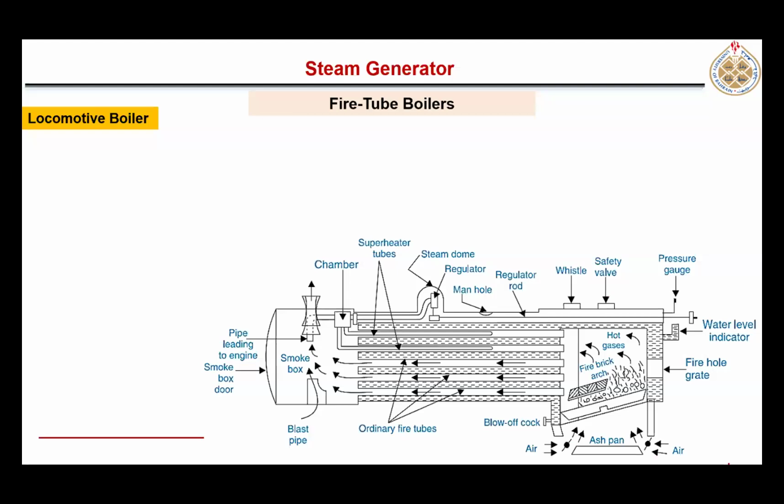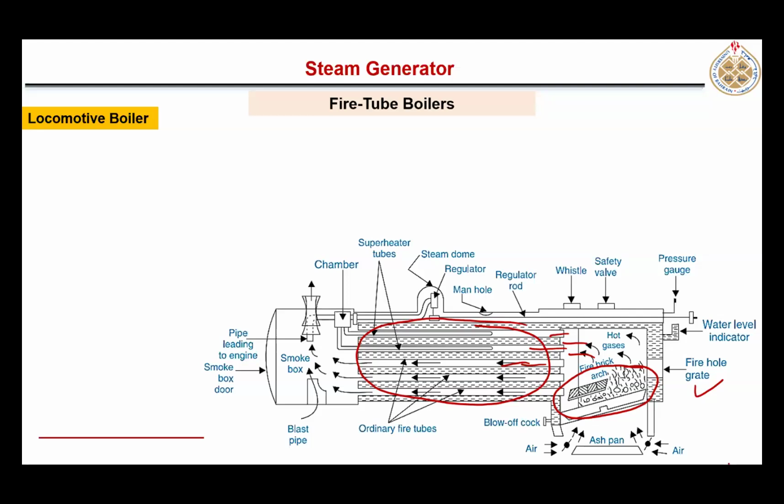locomotive boiler, that is also a horizontal fire tube boiler, right? Here construction is not that typical. Here you see that grate where firing takes place, and these hot gases are now traveling through tubes, and here it is surrounded by water, right? So this is a locomotive type boiler. It is also a horizontal fire tube mobile boiler used in railways.